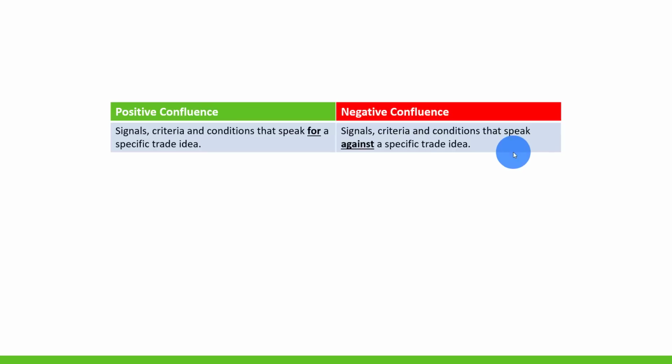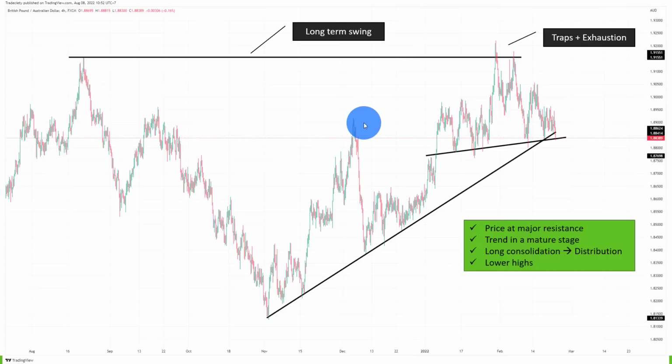Some traders are so strict that even if they just have one negative confluence, some specific condition or criteria that speaks against their trade idea, they will not take that trade. So it's very important and very helpful to look at a chart in the light of positive and negative confluence. So let's do that now. And what we see here is that it does make sense to look for a short at a previous major resistance area, right? So our first positive confluence.